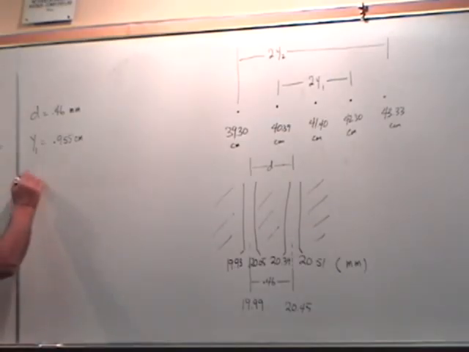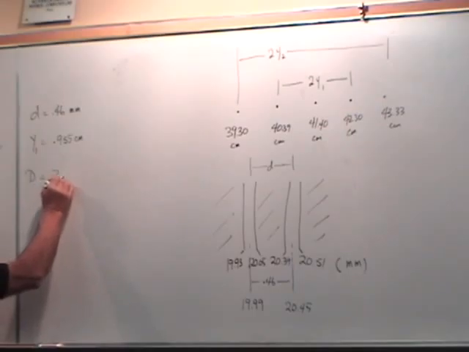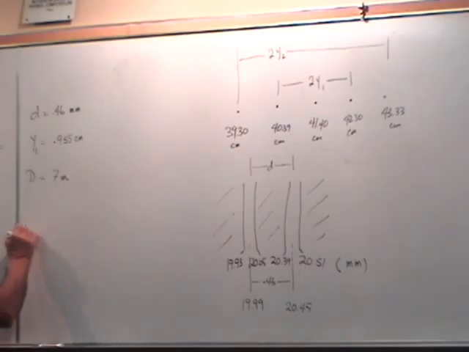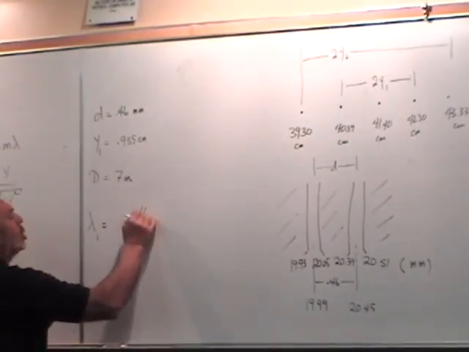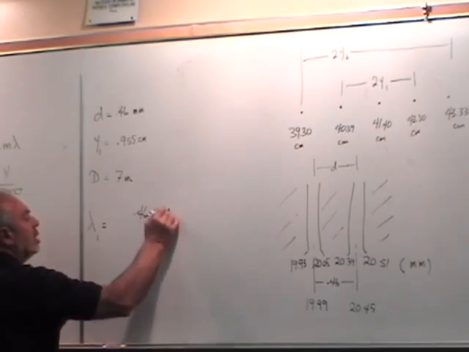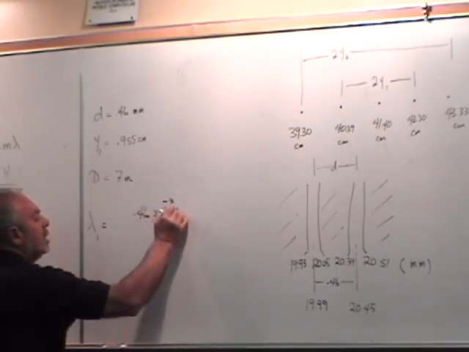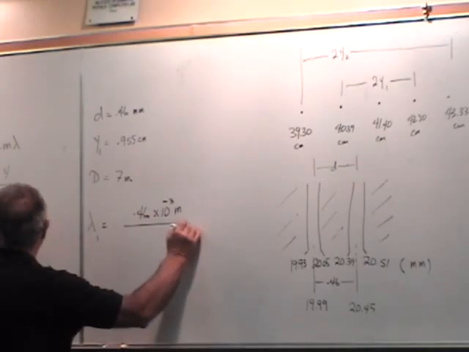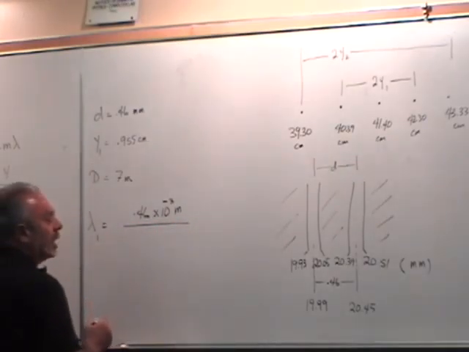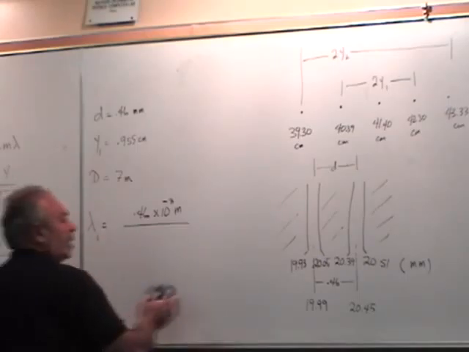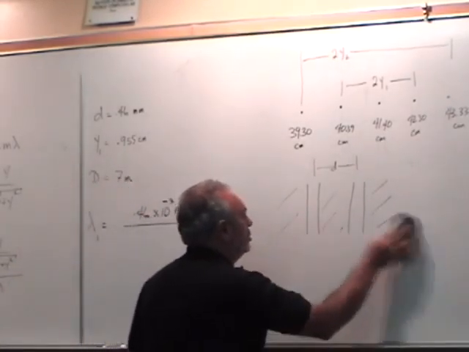What else do we have? We have big D, which was 7 meters. And we're now ready to calculate, aren't we? So, what I'm going to call lambda 1 is going to be d, which is 0.46 millimeters, times, I don't think I have enough room. I think you'll forgive me for erasing this now.